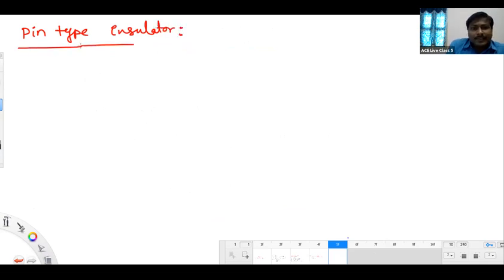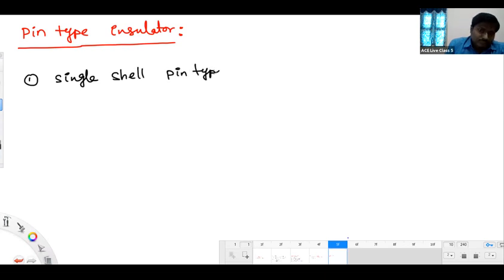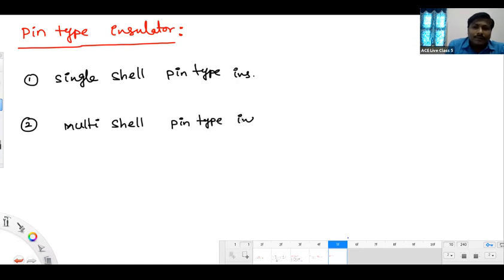Actually, we have two types of pin type insulators here. Number one, the single shell pin type insulator. Second one, the multi-shell pin type insulator.